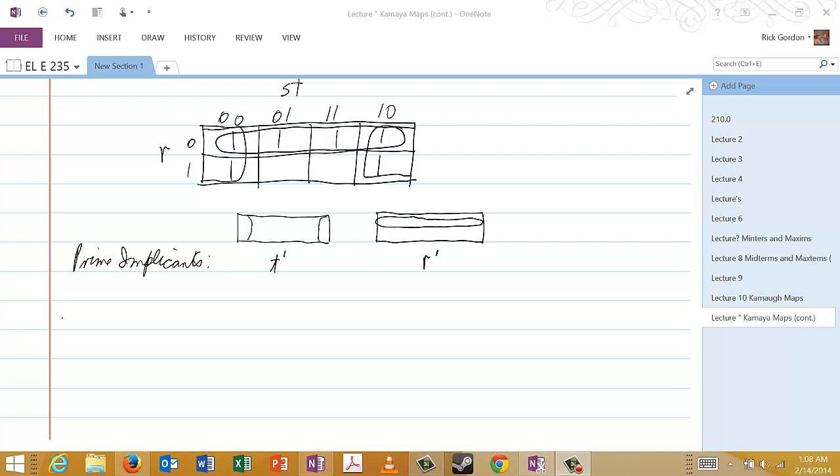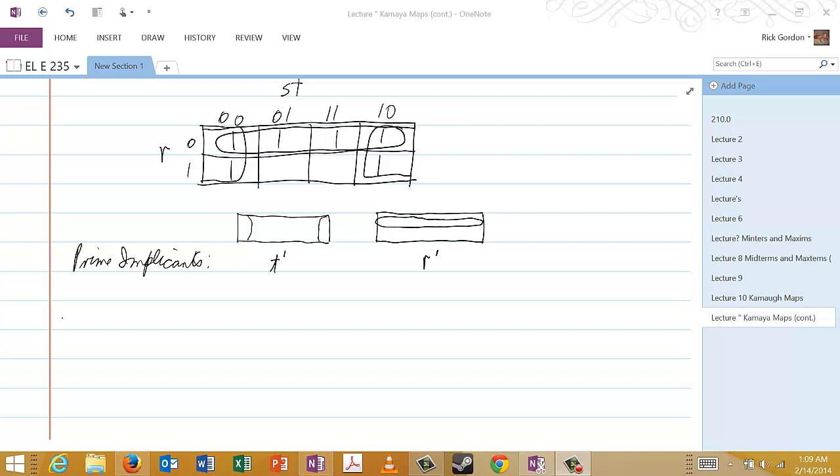So we have found the two prime implicants, T prime and R prime. Both of those are of size 4, and if we look at the Karnaugh map, we can clearly see there are no more prime implicants of size 4. So then we go to size 2, and indeed there are groupings of 2 that are present, but no grouping of 2 is present which is not already entirely contained within one of the previously identified prime implicants.